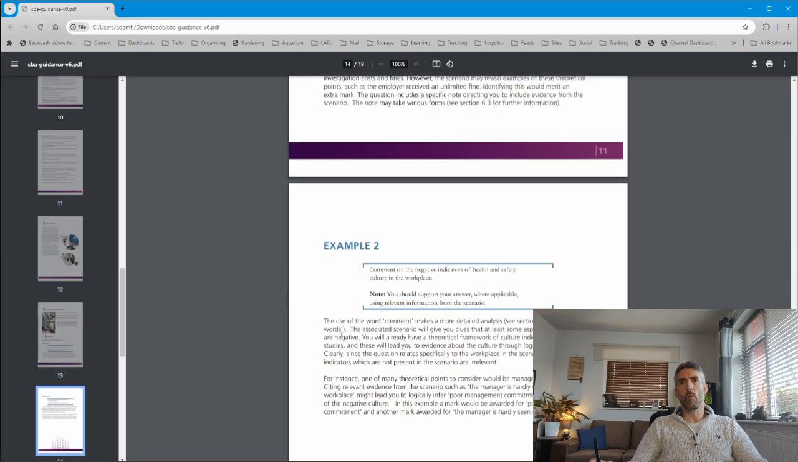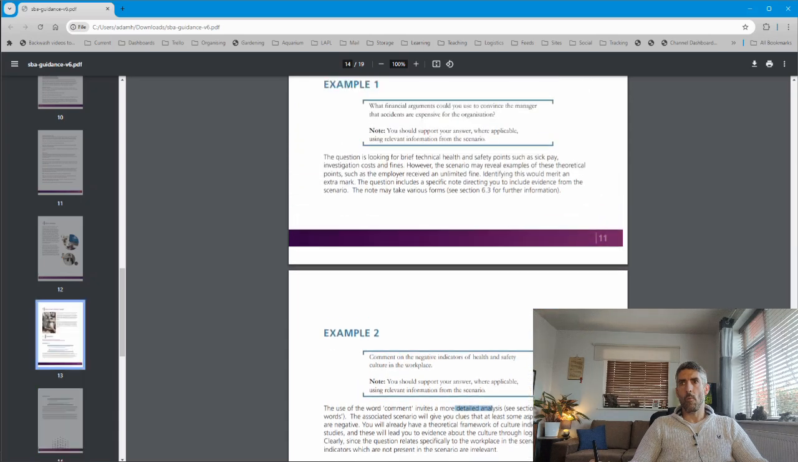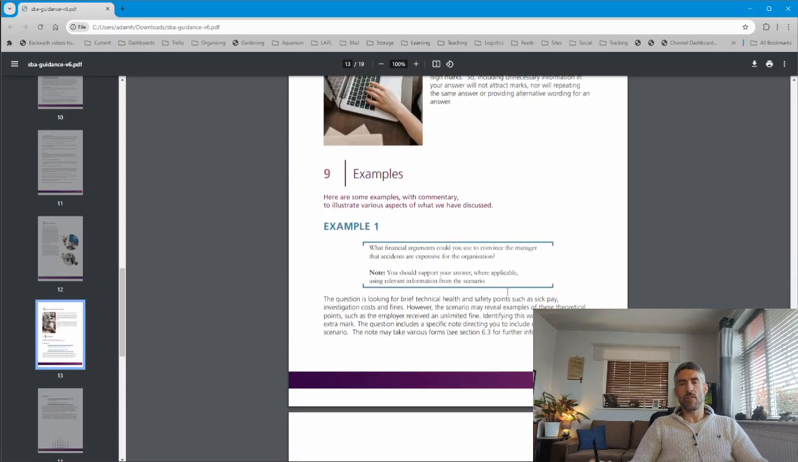So what does NEBOSH say about the word comment? They say the use of the word comment invites a more detailed analysis. Okay, so I'm going to get into that in the next video. For now, what I'm going to do is drill down into this example. Go through it with you step by step and tell you exactly what you need to do to nail this type of question. You have to go about it a certain way though. I'll do it for this question, then in the next video I'll do exactly the same for example 2, and we'll look at the differences.